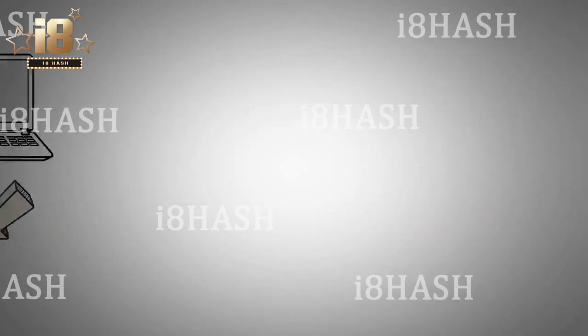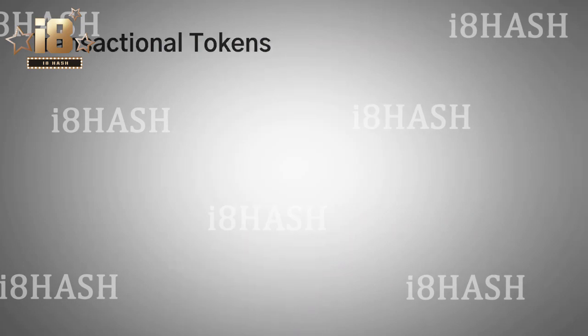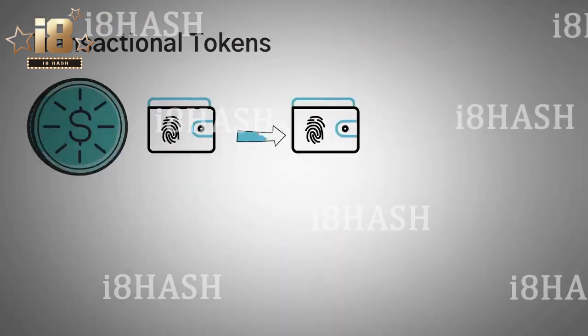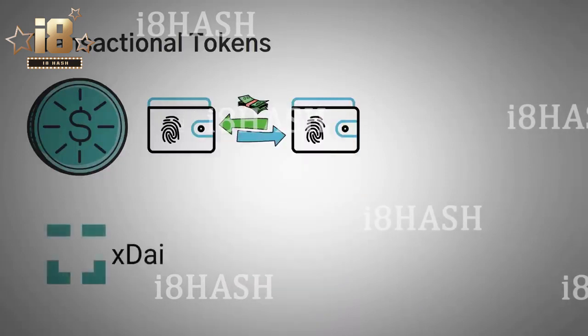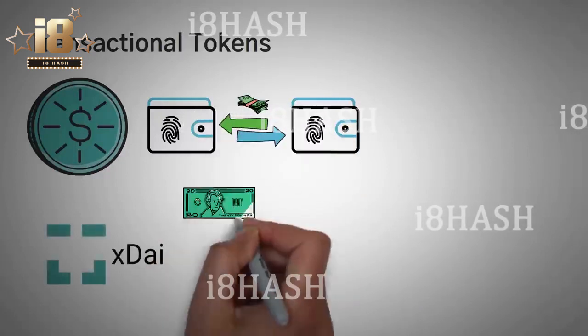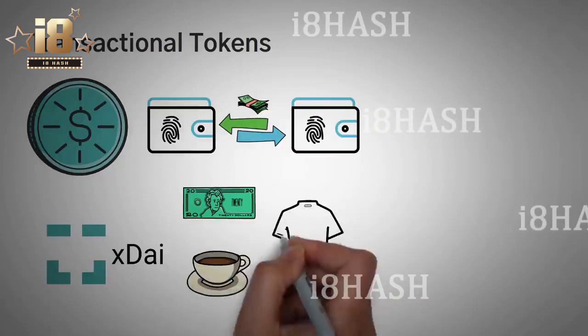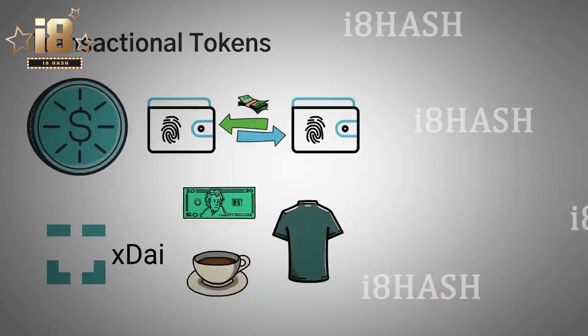Next up, we have number 3, which are transactional tokens. Transactional tokens are used as a fast and easy way to transfer money. If we think of the coin XDAI, it is currently pegged to the United States dollar, and it's easy for people to pay for, say, maybe coffee, or buying that shirt you like at that local store. You can use it the same as cash.